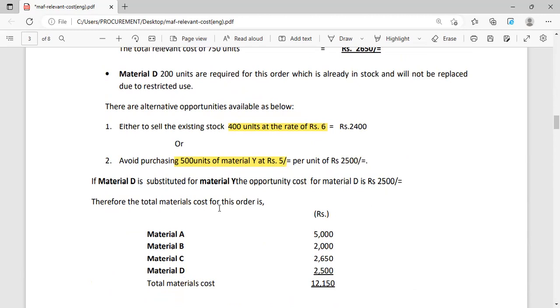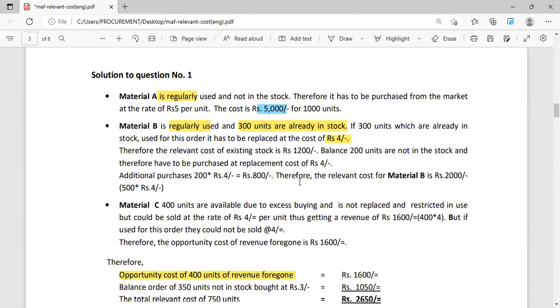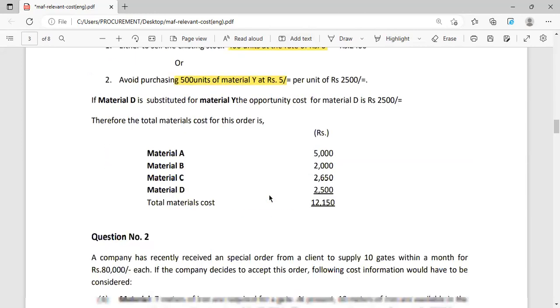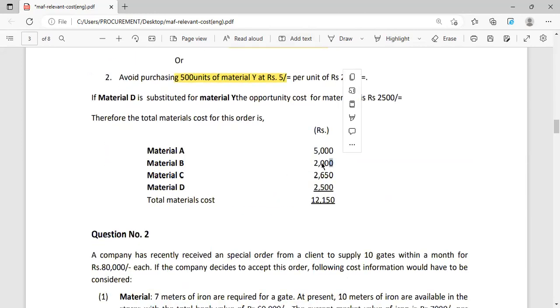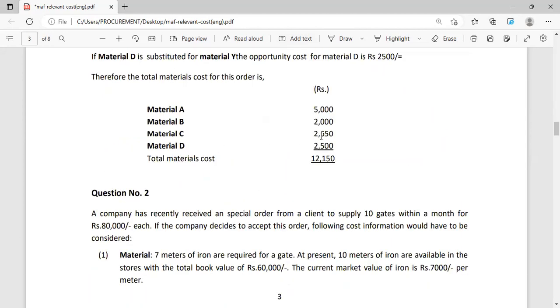2,500. So therefore, the total material cost for this order: for material A, which we have done here, material A is 5,000. Let me use another color for that. Material A for this one is this. Then for material B, we have our relevant cost as 2,000. Where do we get the 2,000 in material B? We have this particular figure which we have explained earlier. So this will be part of relevant cost. Then for material C, we have 2,650.